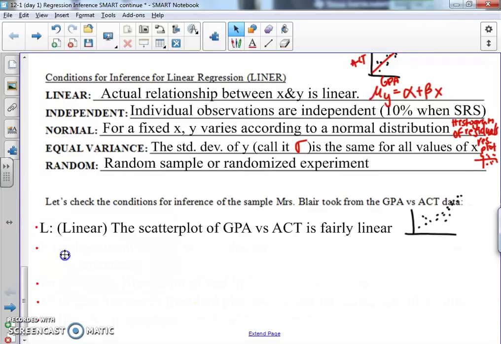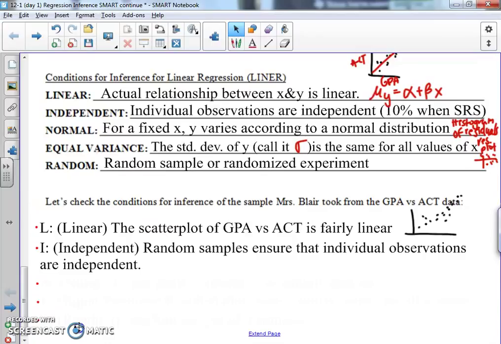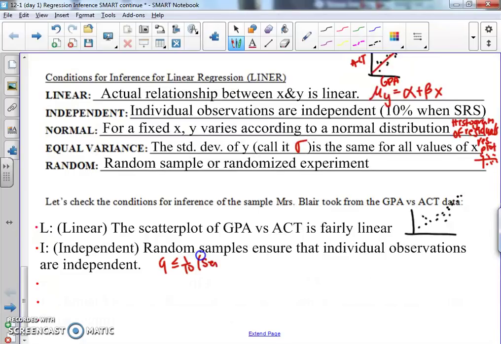Okay, the next one is I for independent. So here's what I would say for this. Random samples ensure that individual observations are independent. That's an easy way to just throw in, like, just use that wording, and you're kind of saying it in the way you need to. Because I took an SRS, I'm going to say 9 is less than or equal to 1/10 of all the seniors who took the test last year.